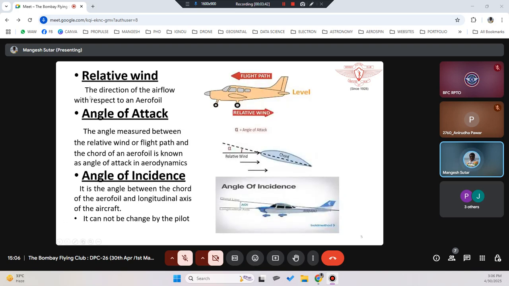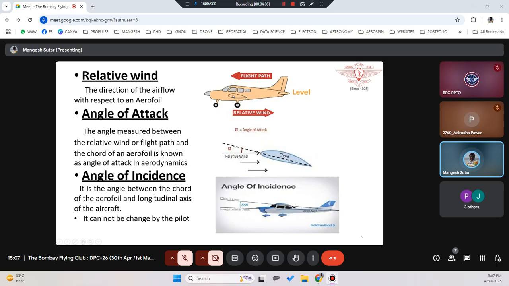So relative wind. What is relative wind? Relative wind with respect to the airfoil or with respect to the aeroplane. Now you see the flight is always moving in a forward direction. The wind is moving in the opposite direction. That is called relative wind. So the flight is moving along the flight path or forward direction, and the wind is flowing in the opposite direction, with respect to the airfoil.